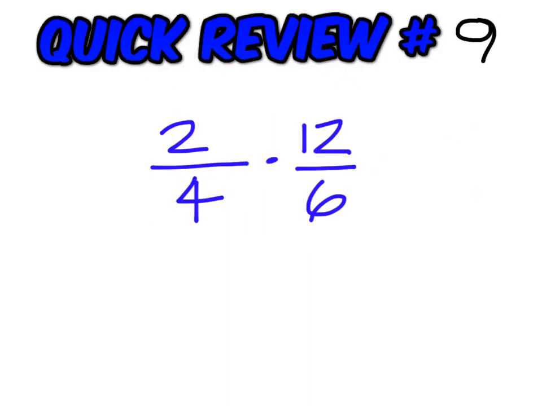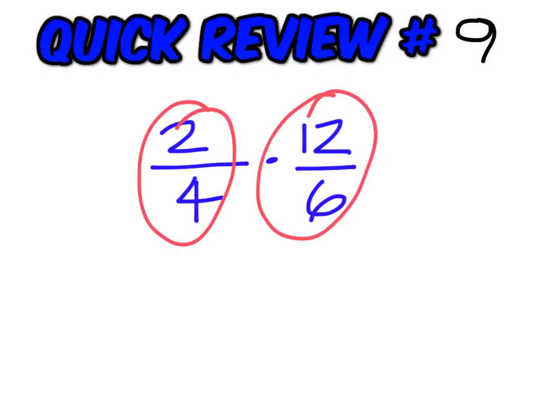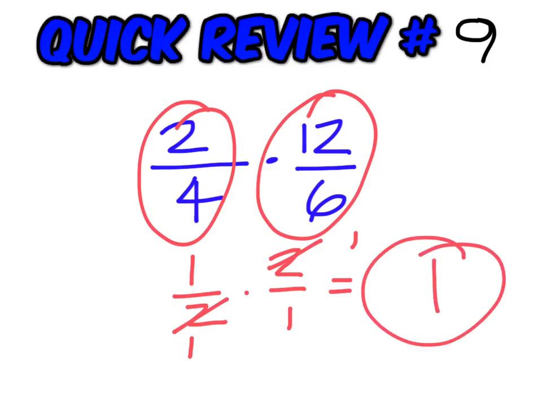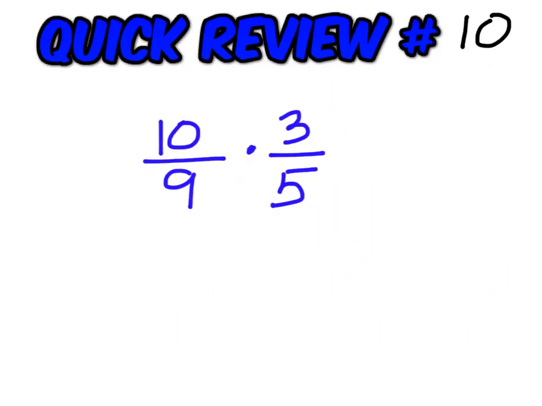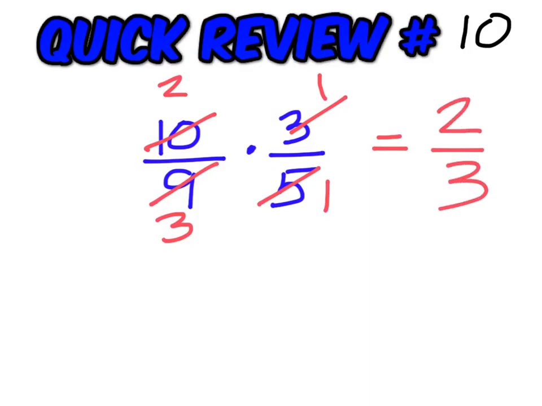Cancels. 2 and 6. What about something else? They both can cancel. How about that and that? Can you reduce both of those? What's 2 over 4? 1 over 2. And what's 12 over 6? 2 over 1. What's the answer? 1. So they all cancel out. Last one, what cancels? So that's 2 and 1. 3 and 1. 2 over 3, yeah.